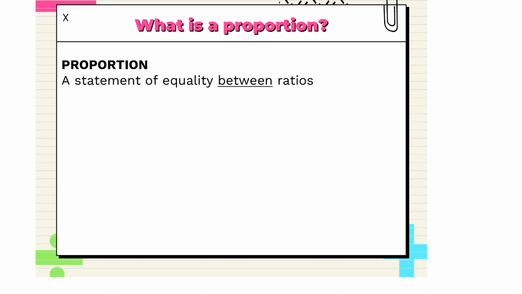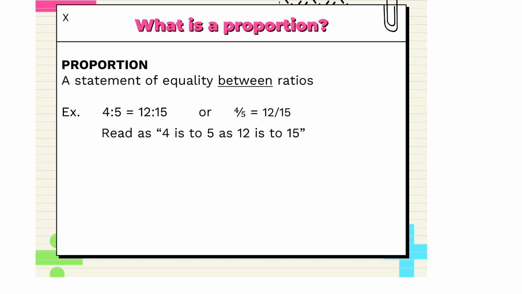What is a proportion? A proportion is a statement of equality between 2 ratios. As an example, we can say 4 is to 5 as 12 is to 15. We could also write that in its fractional form of 4 over 5 is equal to 12 over 15. And it's important to recognize that we read it as 4 is to 5 as 12 is to 15. The colon symbol means is to, and the equal sign means as.